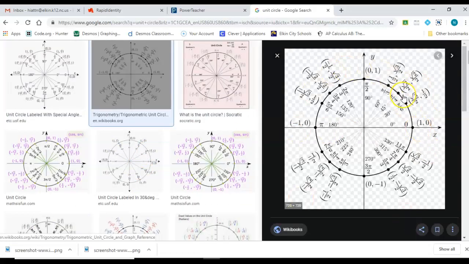Okay, so on that unit circle, you'll notice that, for example, if I want the sine of 30 degrees, sine of 30 degrees is 1/2. You'll also notice that sine of 30 degrees is also 1/2 over here in the second quadrant. So while sine of 30 degrees equals 1/2, sine of 150 also equals 1/2. If I do sine of 60, I'm going to get square root of 3 over 2. You'll notice over here, 120 is also square root of 3 over 2.